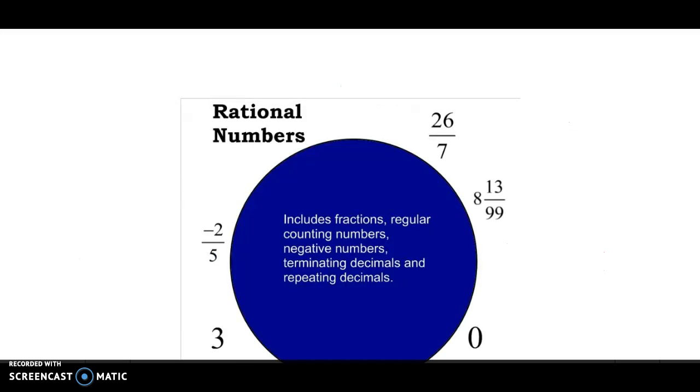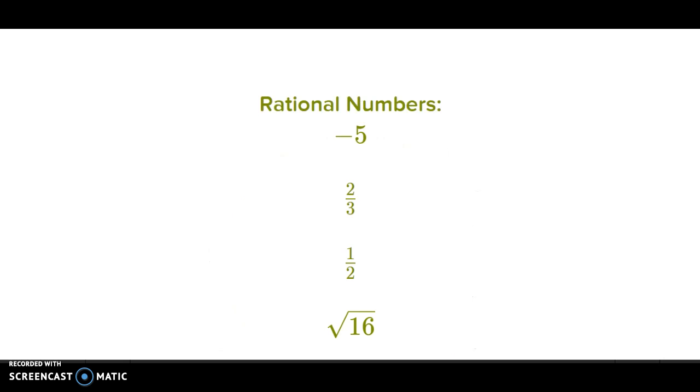Okay, so here are a few more if you have some more room on your vocab sheet. So rational numbers include fractions, regular counting numbers, negative numbers, terminating decimals, and repeating decimals. And I'll go more into detail on what it means to be a terminating decimal and a repeating decimal in just a minute. Again, some more examples here. We have a -5, 2/3, 1/2, square root of 16.